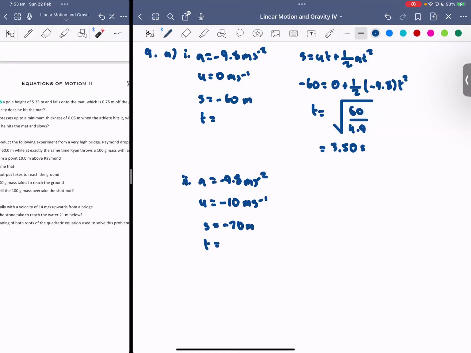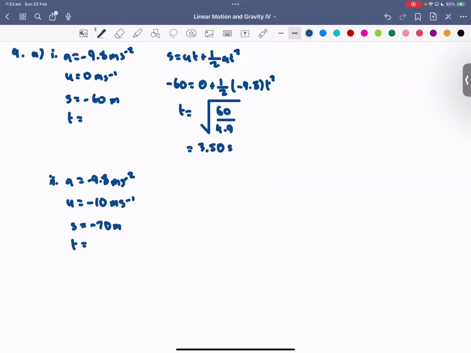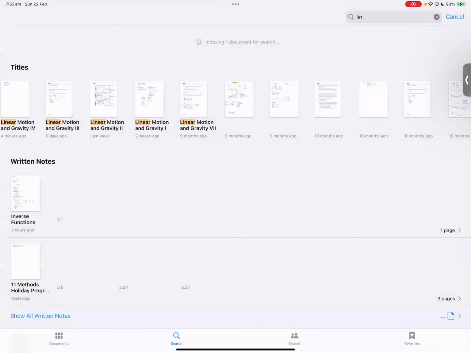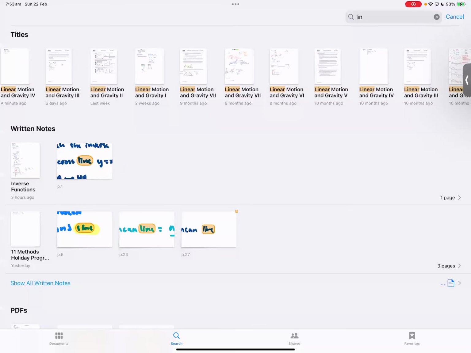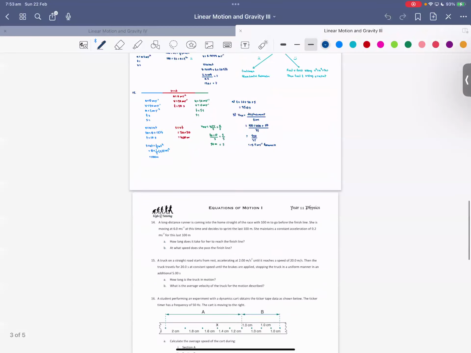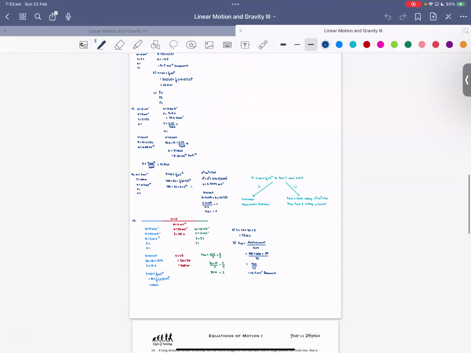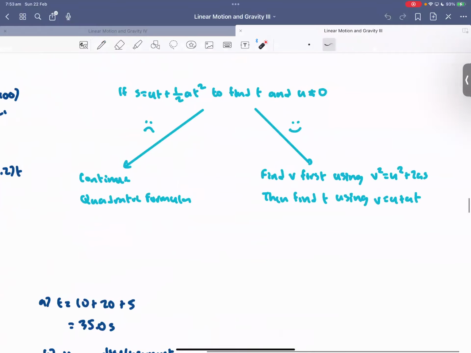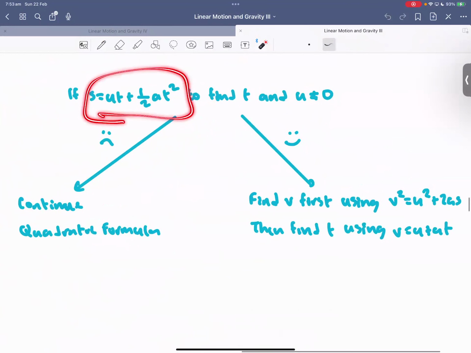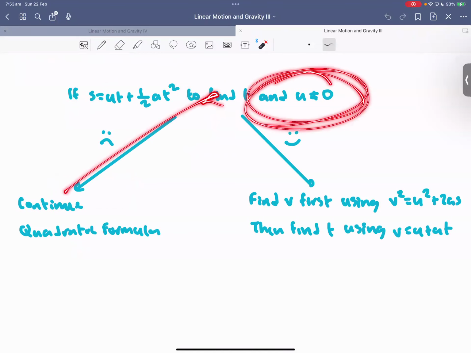Now stop and think what we did last lesson. If you don't think about what you did last lesson, keep going and see what happens. If you do stop and think about what we did last lesson, you'll specifically remember that if you're going to use S equals UT plus half AT squared to find T, and U does not equal 0, if you continue doing it, what will you get? A quadratic.